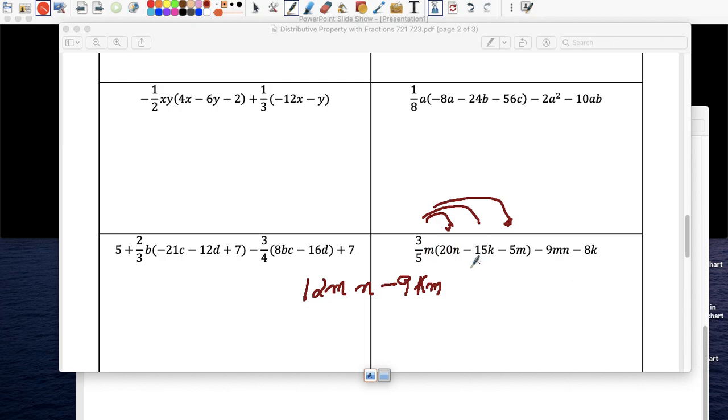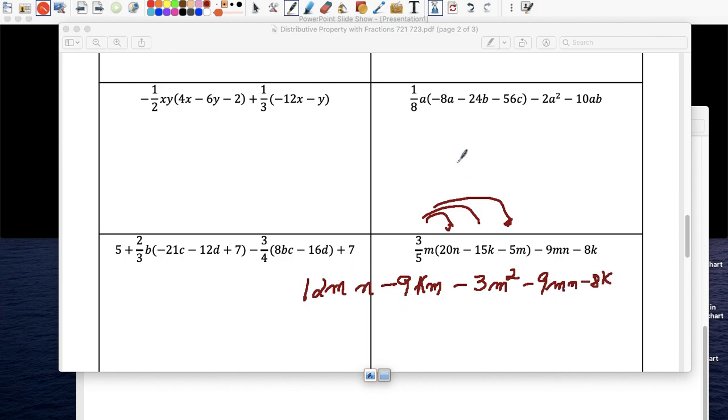Because it's m times k, which is km. And then lastly, positive times a negative is a negative, and 3/5 times 5 is going to give you 3, and then m times m, m squared. And then finally, minus 9m and minus 8k.